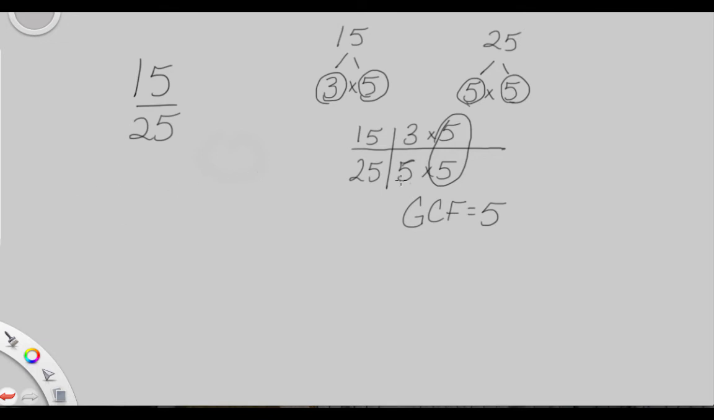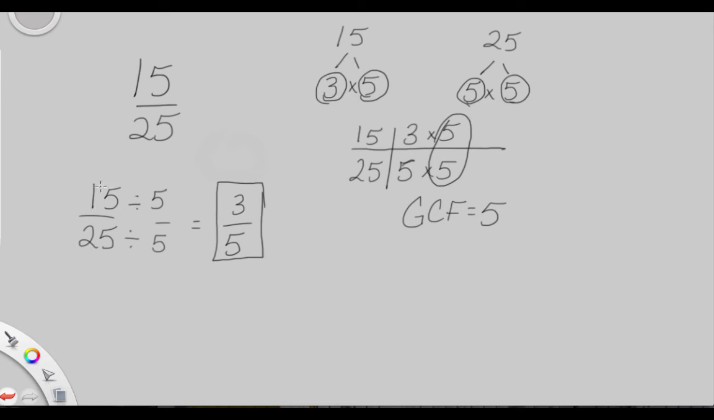Remember, our next step is to divide both the numerator and the denominator by what we get for the greatest common factor. So we're going to take our fraction and divide both of those numbers by 5. 15 divided by 5 is 3, and 25 divided by 5 is 5. So we have another fraction that's in simplest form as 3/5 because we divided both the numerator and the denominator by 5/5, which was their greatest common factor.